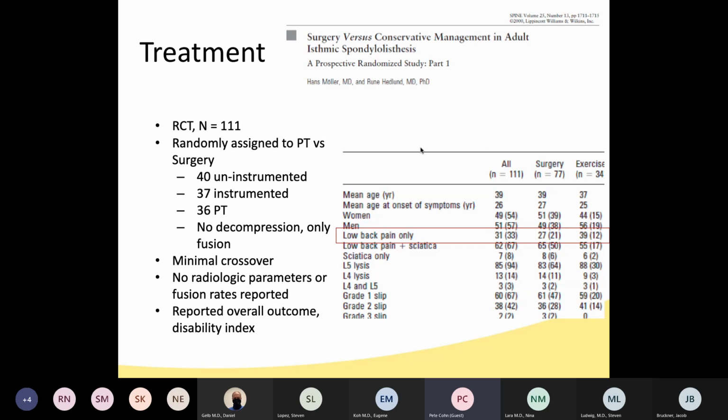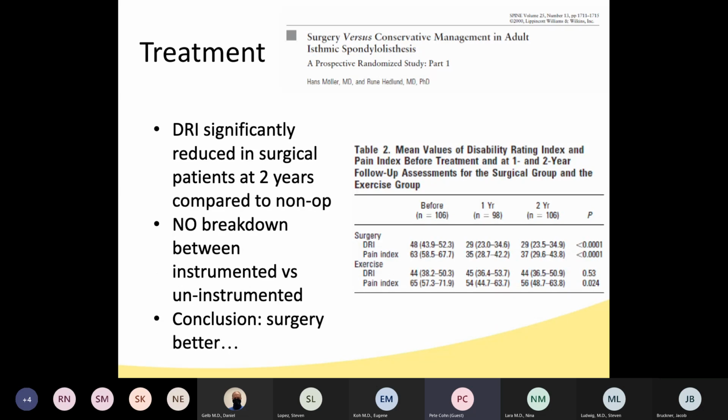And really the key here, and one of the differences when we talk about isthmic spondylolisthesis, is that even in patients who have only low back pain and no neurologic symptoms, these patients who underwent surgery still did significantly better with surgery, even though the traditional thing we tell medical students is we don't operate on back pain. In some cases, we do operate on back pain, and this is one.